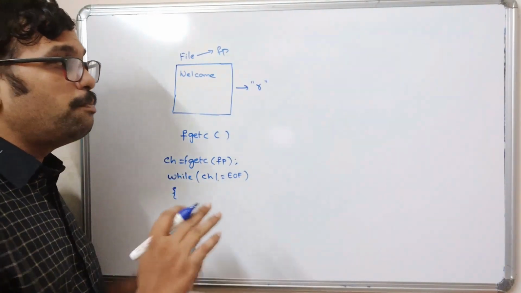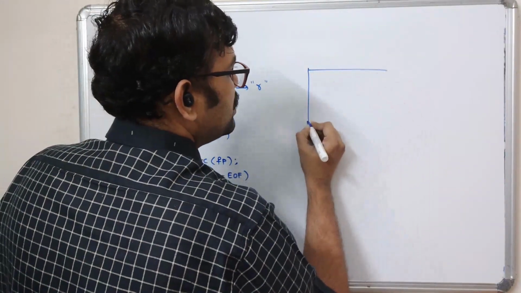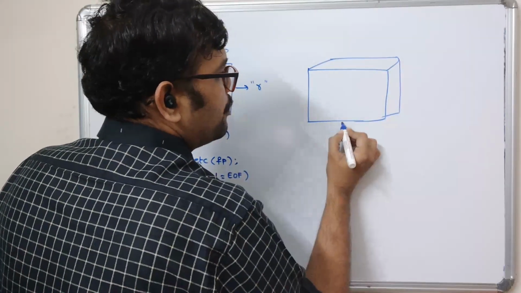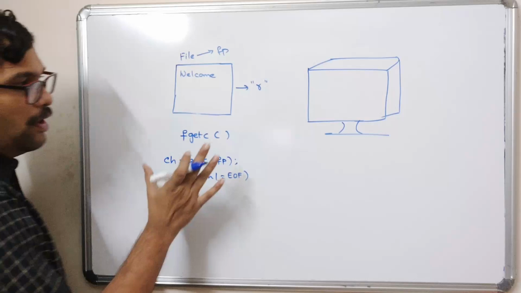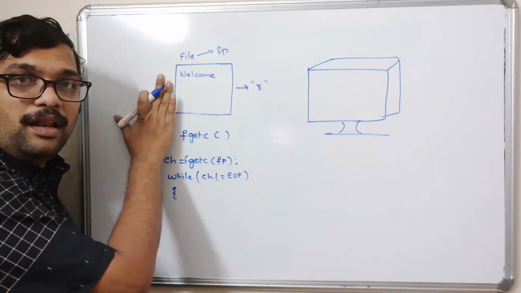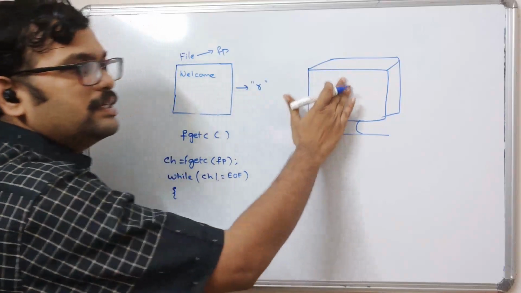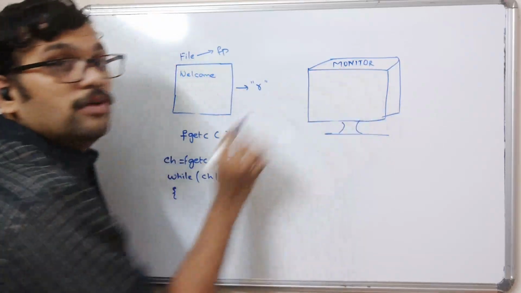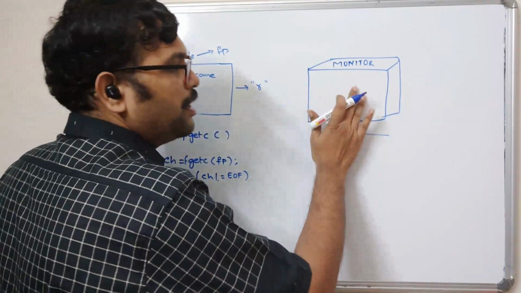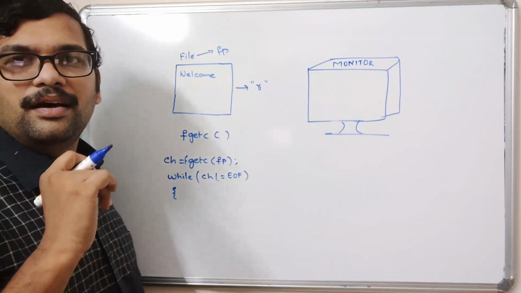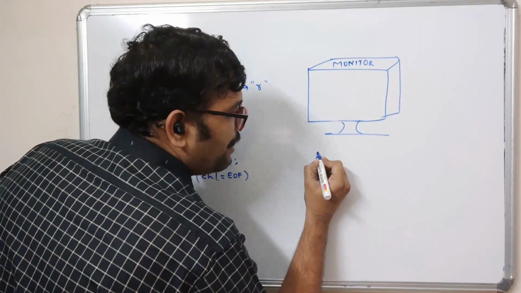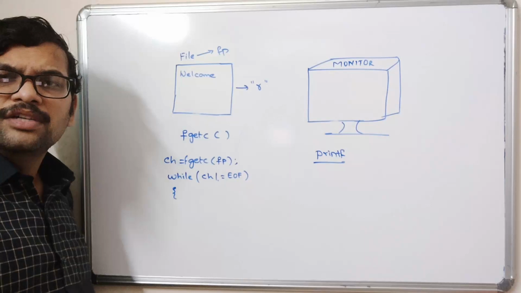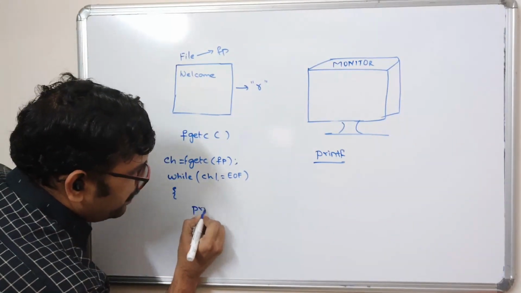What we have to do is print on the screen. This is the desktop screen, the monitor. We need to read the data from this file and print the same on the desktop. We are reading a single character and we should write it here, and we know that if you want to print output on the screen, we have the output function called printf. So just print the same character.